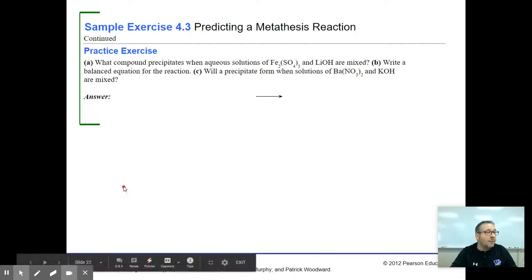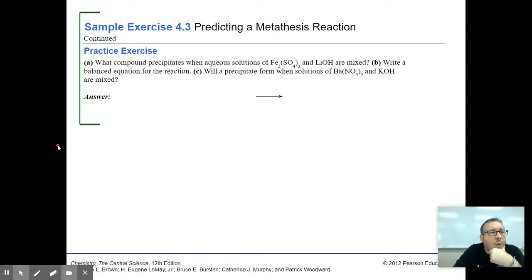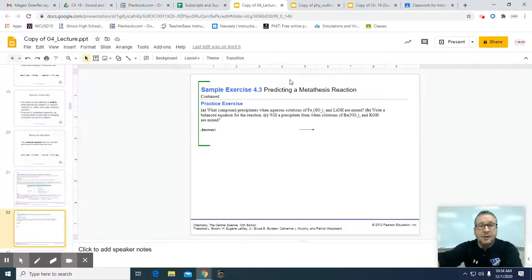Let's do a practice here. Part A says, what compound precipitates when aqueous solutions of iron(III) sulfate and lithium hydroxide are mixed? Write a balanced equation for the reaction. We'll do part C after we do A and B, because A and B go together, okay? So we'll come back to that.